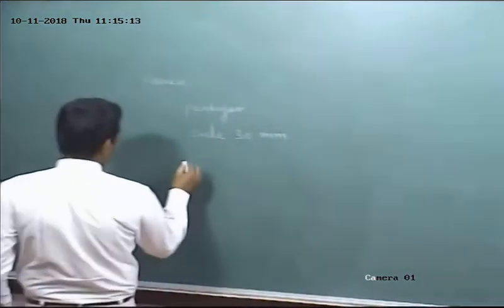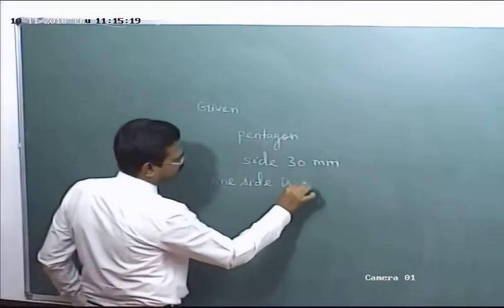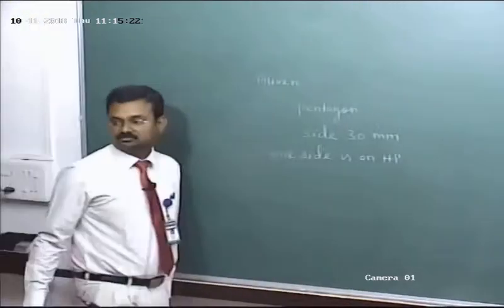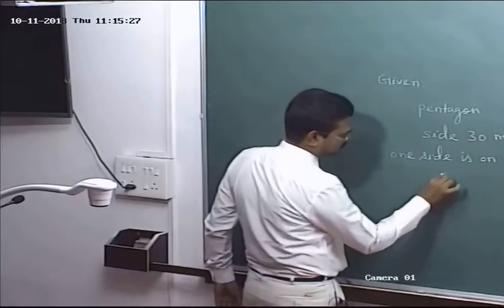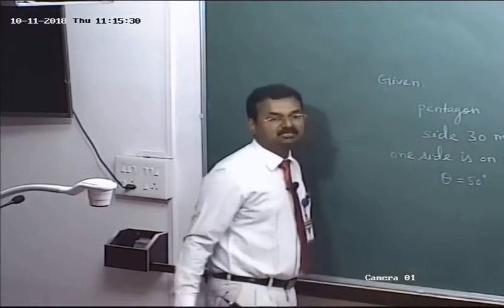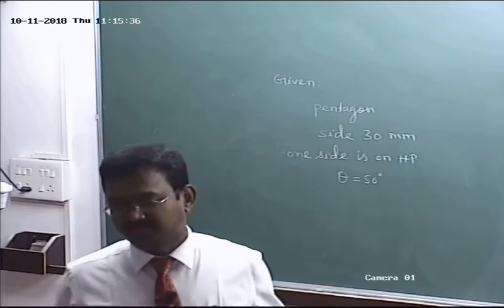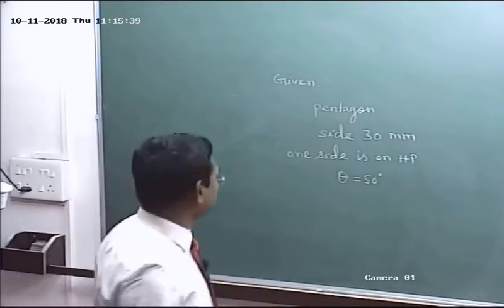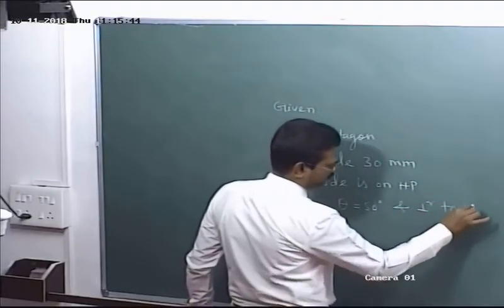So the pentagonal plate has 5 sides, am I right? One side is on HP. The surface is inclined at theta 50 degrees. The inclination of the plane surface with the HP is denoted by the symbol theta. So theta is 50 degrees. The surface is inclined to HP and perpendicular to VP.